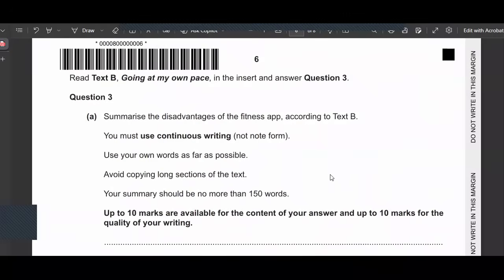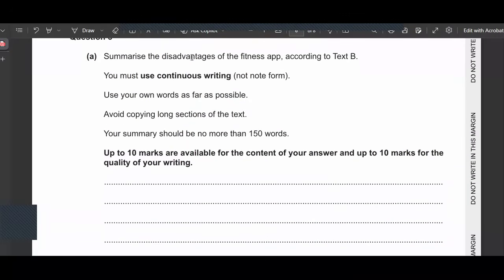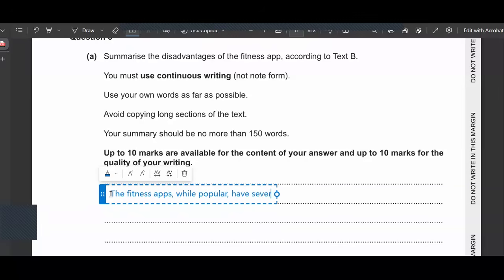So in order to write the introduction, we can simply talk about that the fitness apps, while popular, have several disadvantages.